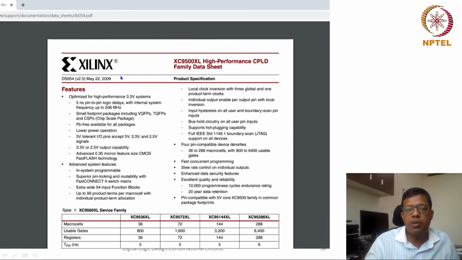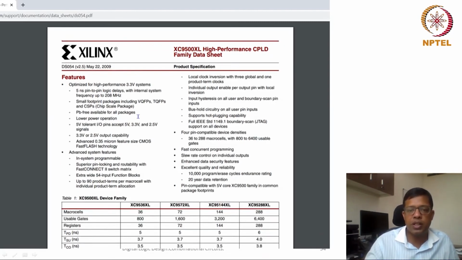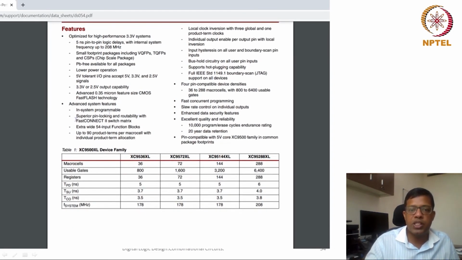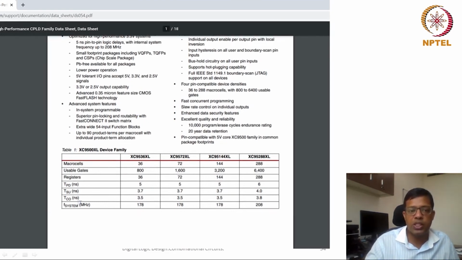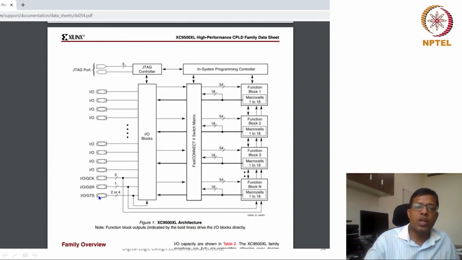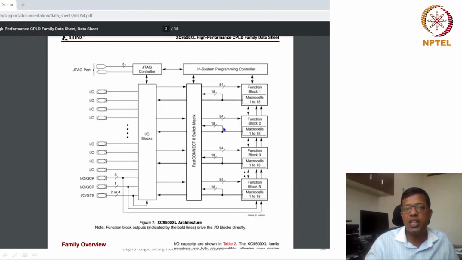This CPLD is coming from a company called Xilinx. Its name is XC9500XL, high performance CPLD. This is a family, which means there could be multiple specifications: the number of macro cells could be different, the number of registers, number of inputs, etc. could be different. The overall architecture of the CPLD is that there are 4 function blocks, and in each function block there is a possibility of 18 macro cells. Each macro cell means one PLA.